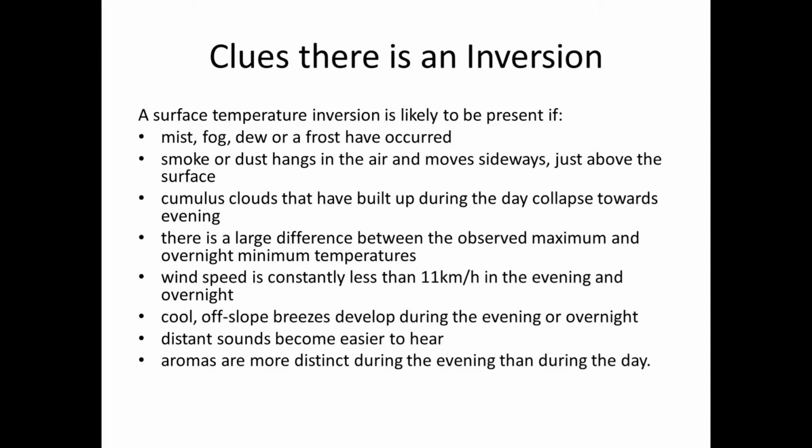Those nice white fluffy cumulus clouds that we see during the day build up during the day, but towards the evening they start to flatten out and lengthen out. That's another good indicator that an inversion is setting in. We'll get large differences between the minimum and maximum temperatures, and wind speed constantly less than 11 kilometres an hour in the evening and overnight. So watching what that wind does around sunset is a really good way to have some idea of what's going to happen during the night.